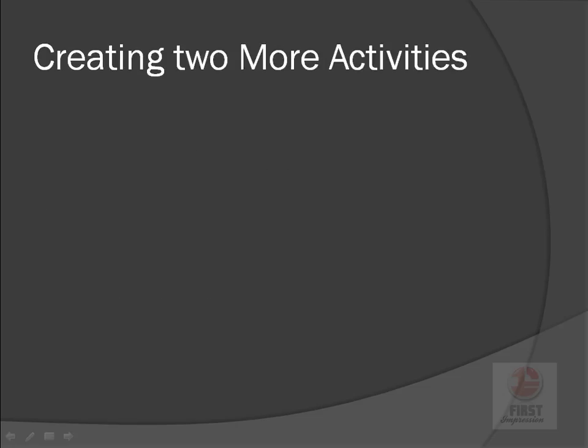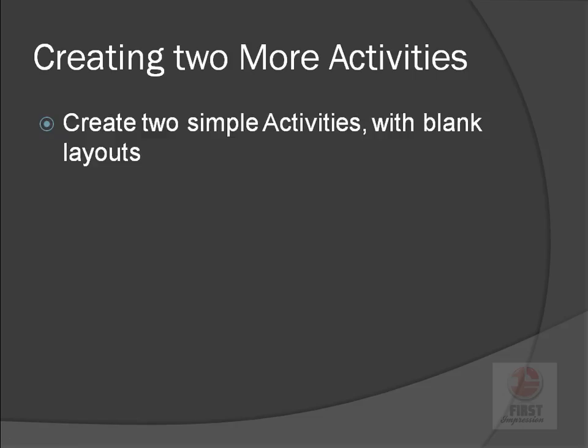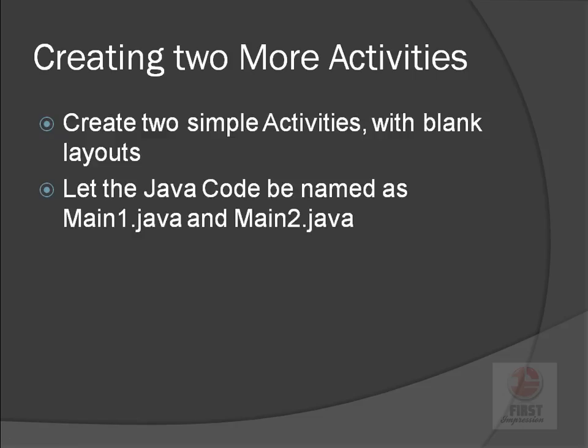Then let's create two more activities, that is the activities which will be displayed on the main panel. Let's create two simple activities with blank layouts and let the Java code be named as main1.java and main2.java. So in our case, now we have three layouts: activity_main.xml, main1.xml, main2.xml. We have three Java codes: MainActivity.java, main1.java, main2.java. MainActivity.java contains the tab host. Main1.java will be one of the tabs. Main2.java will be the second tab.